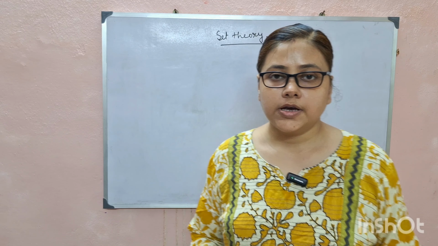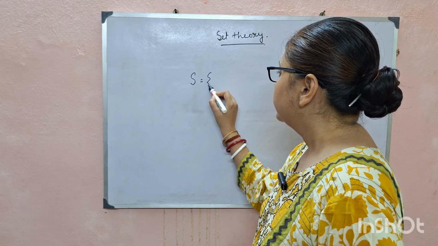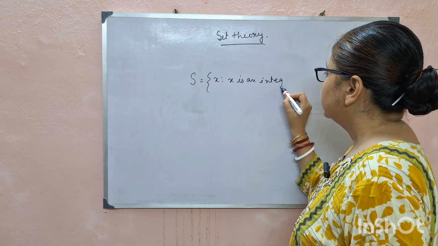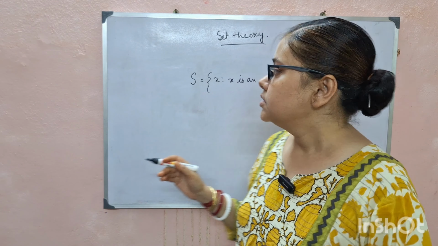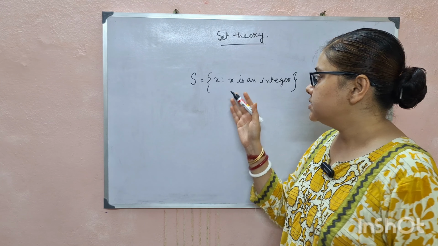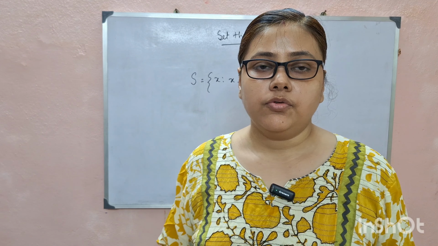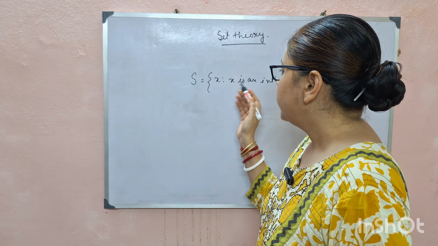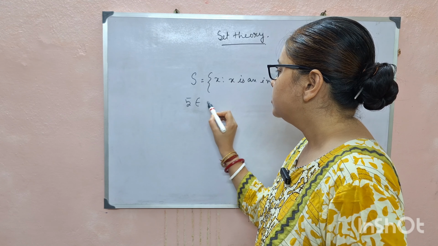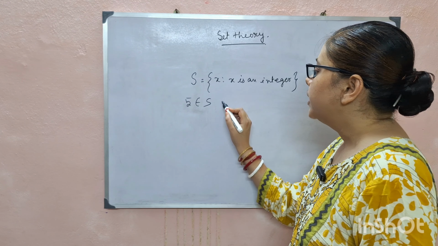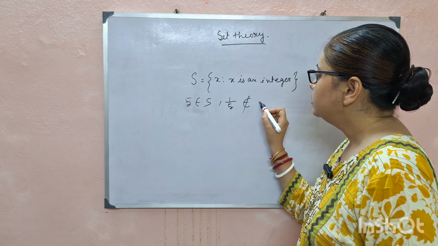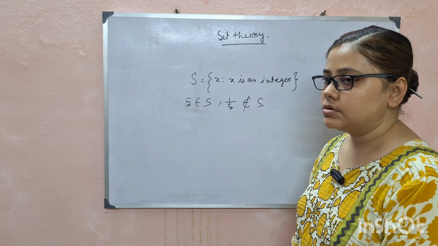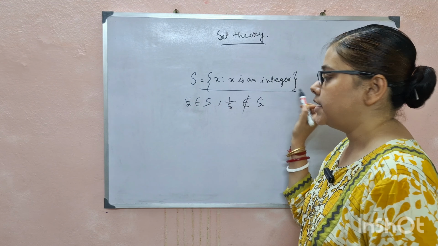For example, if I say S equals x such that x is an integer, it is a set, because by this definition we can say whether an element belongs to or does not belong to that set. So by this definition I can say 5 belongs to S because 5 is an integer, but 1 by 5 does not belong to S because 1 by 5 is a fraction and it is not an integer. So this is a set.